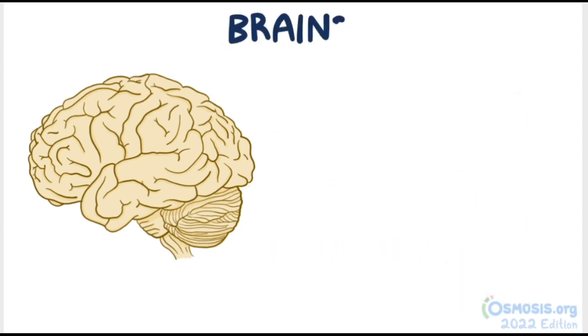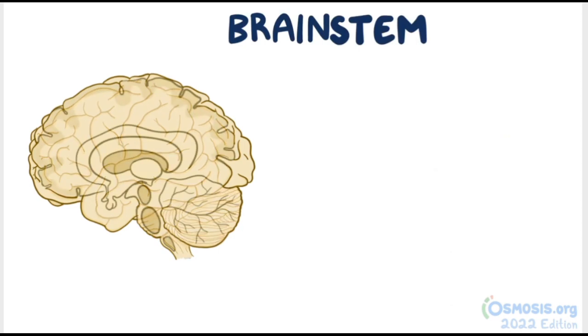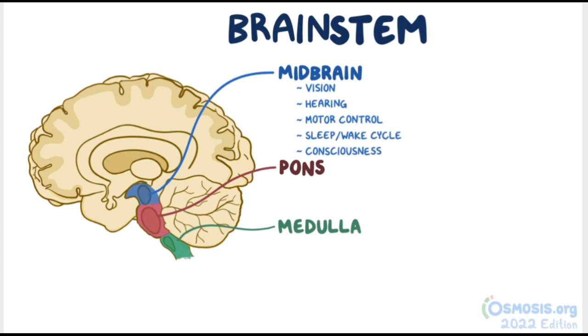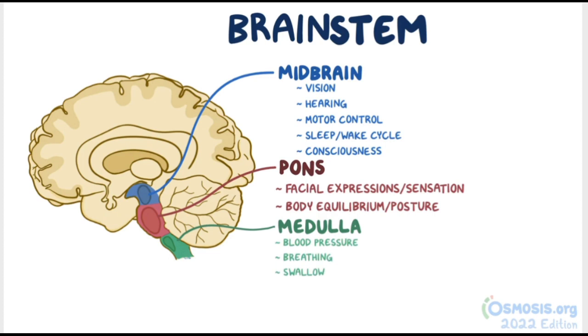And finally, there's the brainstem, which is located right in front of the cerebellum. The brainstem is made up of three parts: the midbrain, pons, and medulla, and it connects to the spinal cord. The midbrain is the uppermost part and participates in vision, hearing, motor control, the sleep-wake cycle, and consciousness. The pons is the middle part and contains nuclei that control facial expression and sensation, as well as body equilibrium and posture. The medulla is the lower part and contains nuclei that help regulate blood pressure, breathing, swallowing, coughing, vomiting, and digestion.